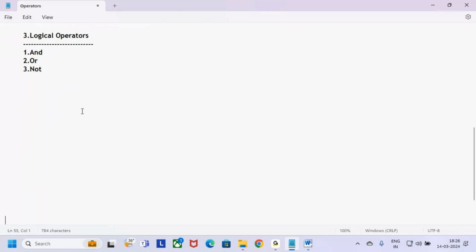Now let me explain one by one here, guys. What's the functionality of the AND operator? What's the functionality of the OR operator and then the NOT operator? First, let me explain about the AND operator. Now, what's the functionality of this AND operator?